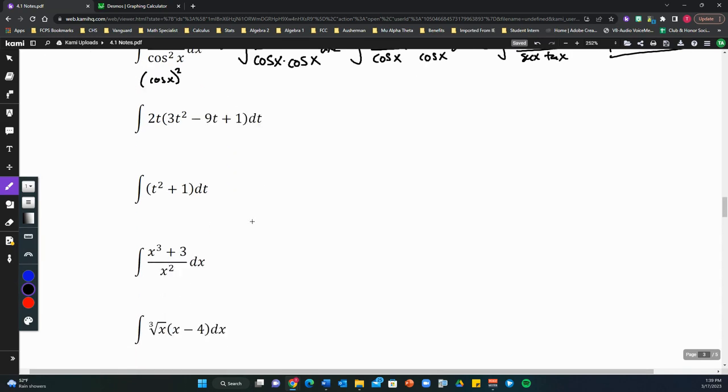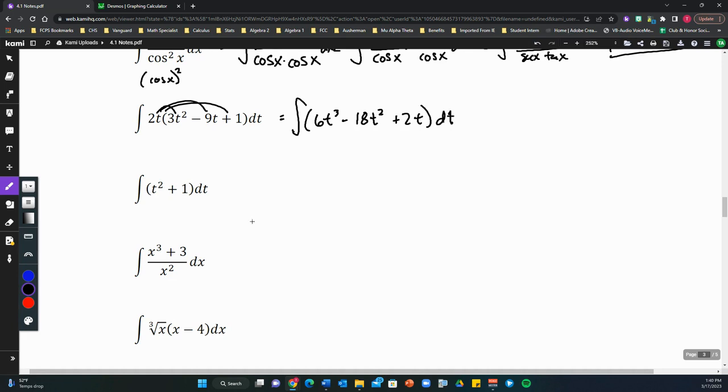All right, now this next one, this looks like a product. We do not know a product rule yet for integration. So if it starts as a product, your job is to actually multiply. So we need to rewrite this, and the simplest way to make this easier would be to distribute. Again, just like with derivatives, if you can do some algebra first to make things easier, do it. So this really becomes 6t squared, or excuse me, 6t cubed minus 18t squared plus 2t dt.